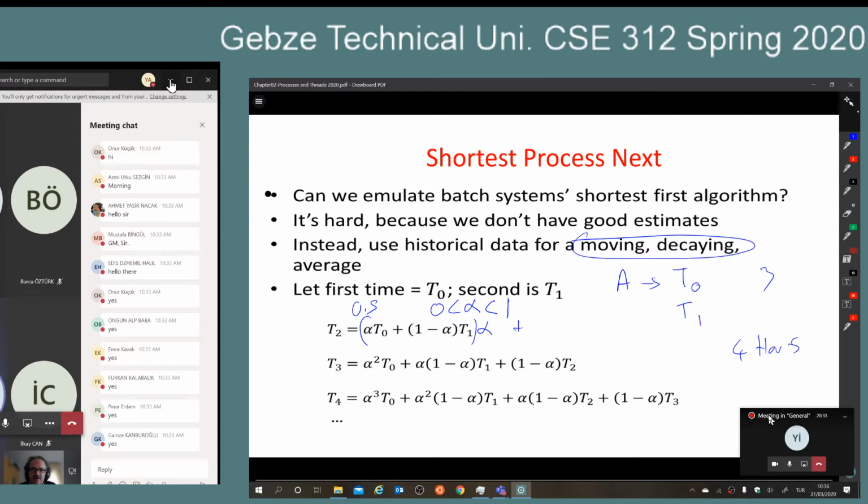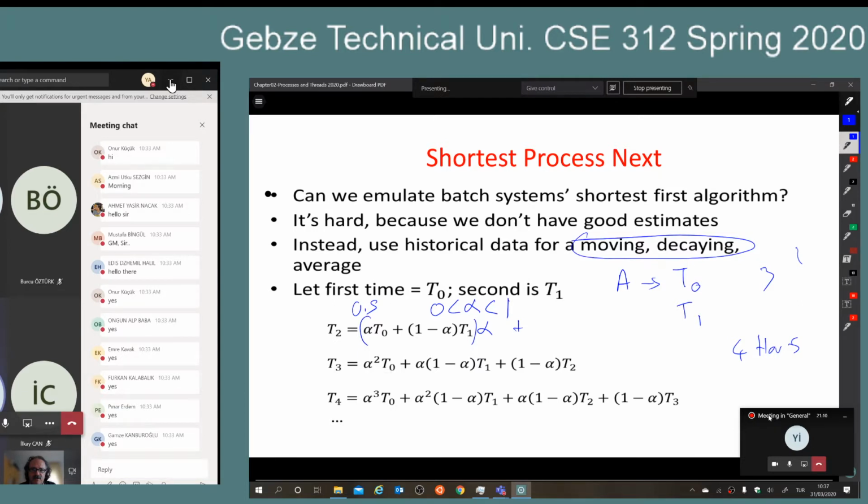We said that we would look at history, right? The history would tell us how long it worked the first time and the second time, and for the third time I can make a guess, and this is my guess. After I make the guess, I let the process run for a while, and I see how long it's taking, and that becomes my T2. But before I guess T3, I know the value of T2, so I would multiply T2 with this value and multiply T1 and T0 that way.